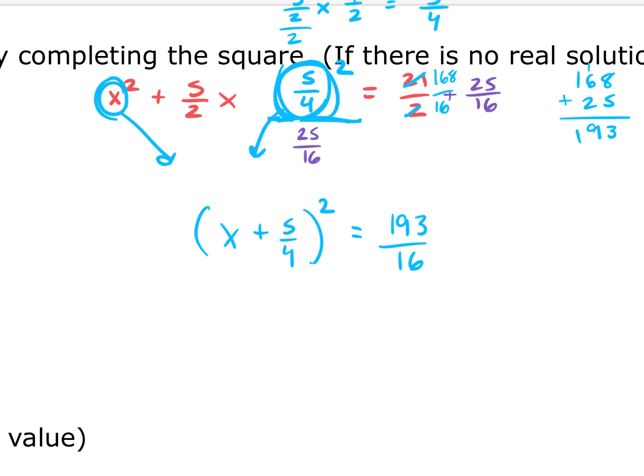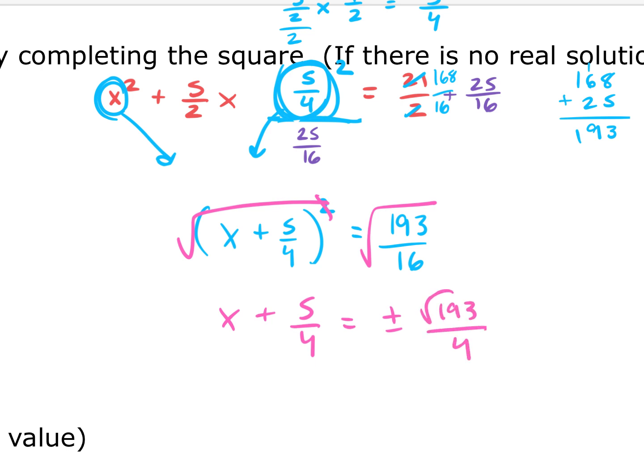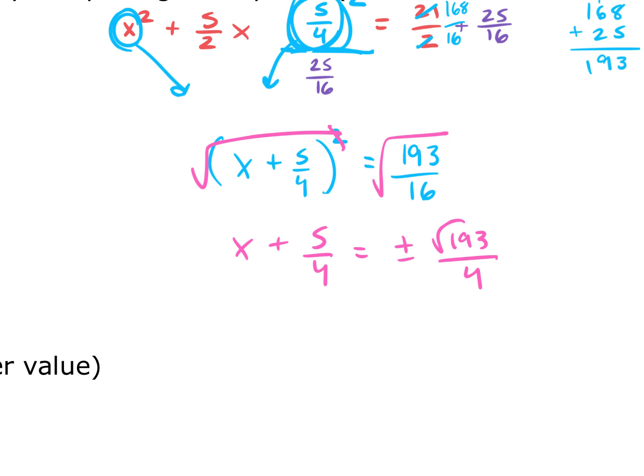Square root both sides. We want to get rid of that squared, so we're going to square root both sides. So x plus 5 over 4 is equal to what? 193 over 4. What are we missing? A plus or minus. Plus or minus square root 193 over 4. Awesome. And then last up, we're going to add or subtract the 5 over 4 to move it to the other side. So x is equal to negative 5 over 4 plus or minus square root 193 over 4.